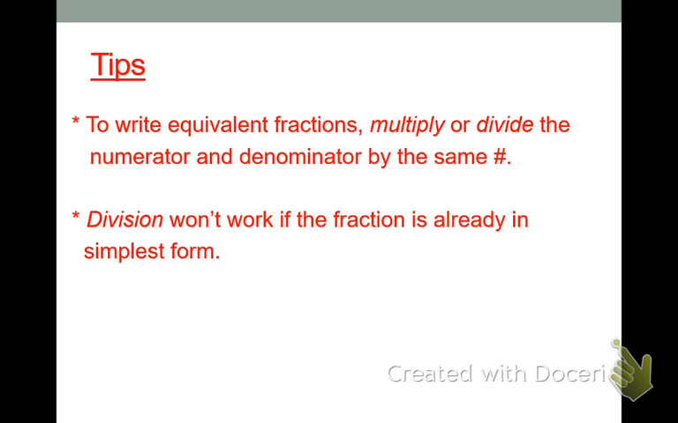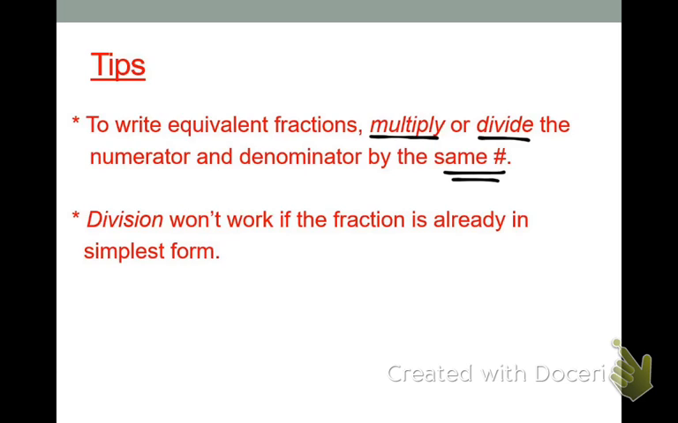Go ahead and write these tips down. These tips will help you for our lesson today. Okay, let's talk about some of these tips that you just wrote down. First of all, to write equivalent fractions, I've given you a couple steps of things that you can do. First, you can multiply or you can divide, but you must make sure every time that you are multiplying or dividing the numerator and the denominator by the what? Same number, no matter what, okay?